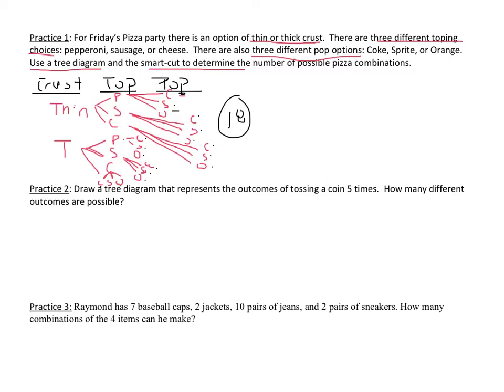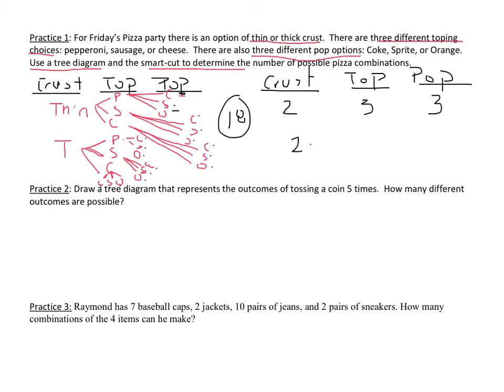Okay, so say, well, how many different crusts are there? How many different toppings are there? And how many different pops are there? Well, there are 2 different crusts, there are 3 different toppings, and there are 3 different types of pop.